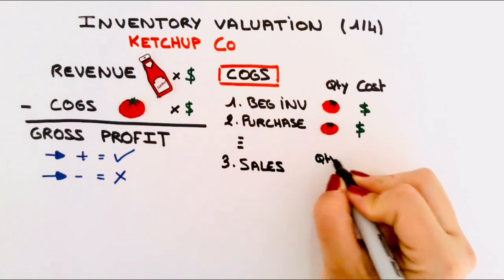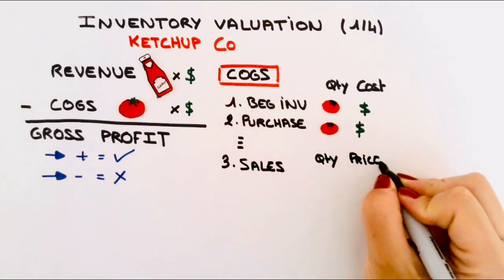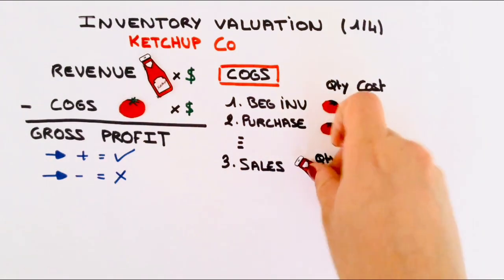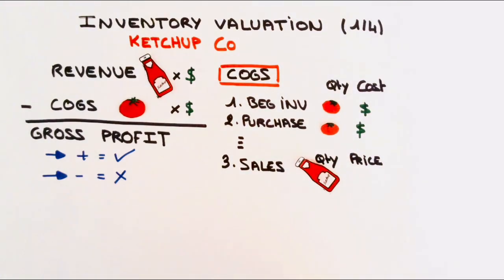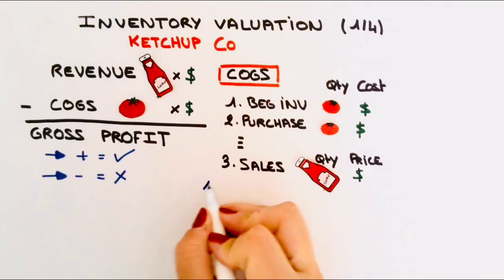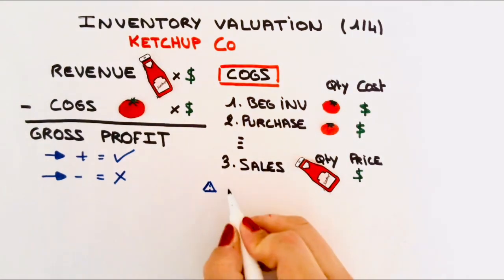The last information that is required to calculate the cost of goods sold is the number of sales, how many bottles of ketchup you sold. The price is optional for our calculation of cost of goods sold.